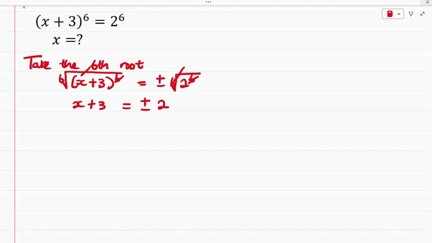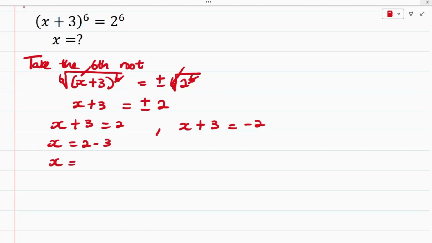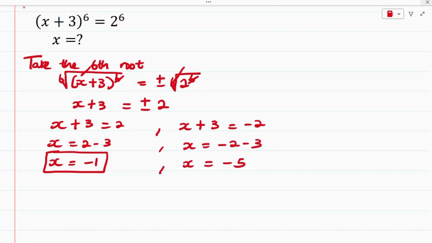So from here we can say that x plus 3 is equals to 2 and x plus 3 is equals to what? Minus 2. So x is equals to 2 minus 3 and x is equals to what? Minus 1. So we have this right here to be the first value, and right here we have x is equals to minus 2 minus 3, and we have that x is equals to what? Minus 5. So we have this right here to be the value of x.